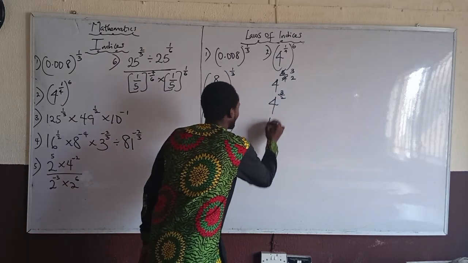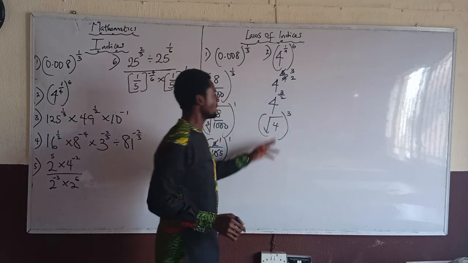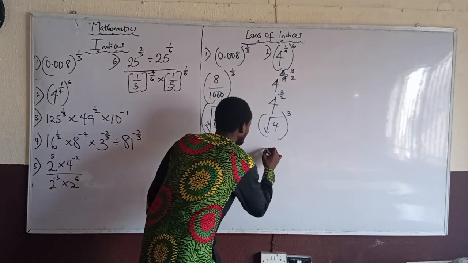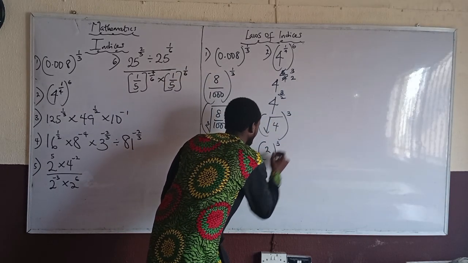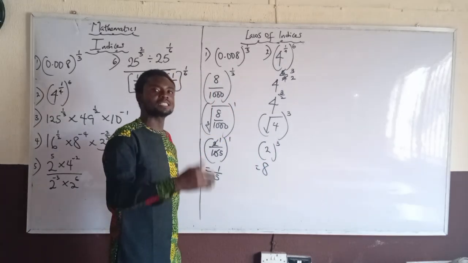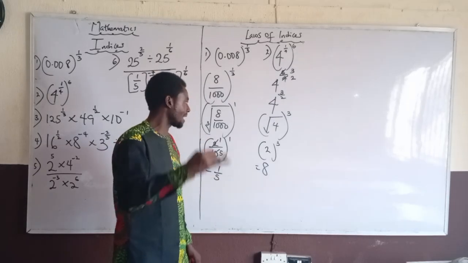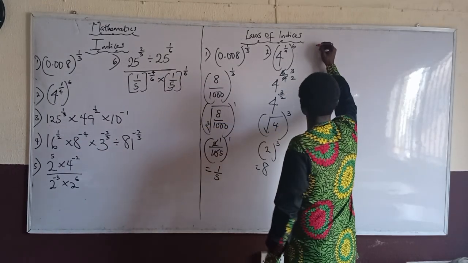Which means that the number down becomes square root, number up becomes power. Now, square root of 4 is 2. Then 2 raised to power 3 is 8. Means that if I multiply 2 by itself 3 times, I will get 8. 2 times 2 times 2. And I move to number 3.